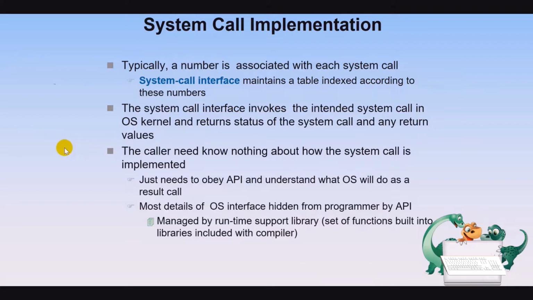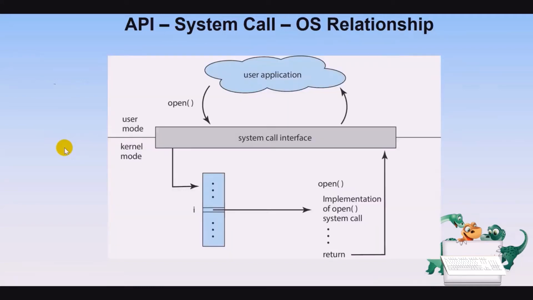Most details of the OS interface are hidden from the programmer by the API, and managed by the runtime support library. These are the set of functions built into libraries included with the compiler. The use of an API instead of direct system calls provides greater program portability between different systems. The API then makes the appropriate system calls through the system call interface, using a table lookup to access a specific number of system calls, as shown here in the figure. All right.